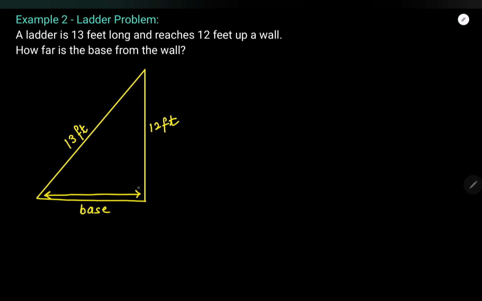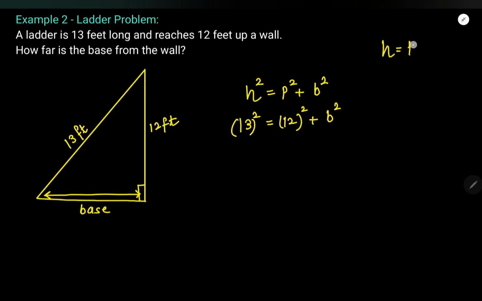This is a right angle triangle. So you will say that hypotenuse square is equal to perpendicular square plus base square, right? What is hypotenuse square? 13 square. Perpendicular square is 12 square plus base square. Are you getting my point? I know that H is equal to 13 feet and perpendicular is equal to 12 feet, and the base we need to find.